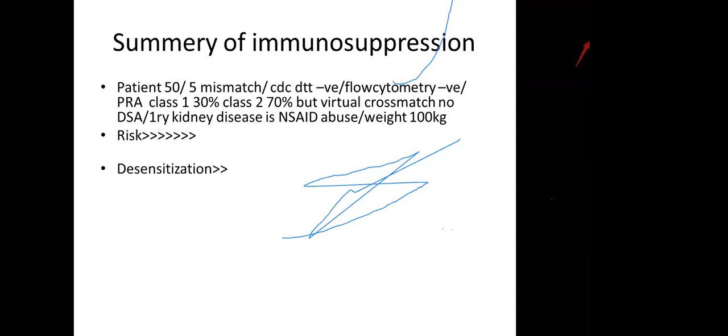Desensitization: does this patient need desensitization? The answer is no, because his cross match is negative. All types of cross match are negative: by CDC, flow cytometry, and also PRA. Virtual cross match is negative. He has no DSA, so no need for desensitization.